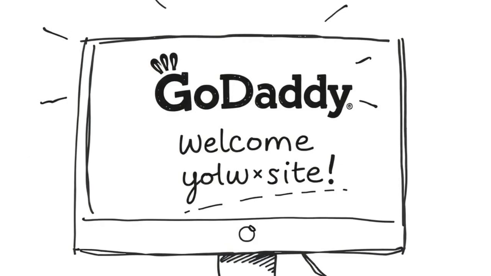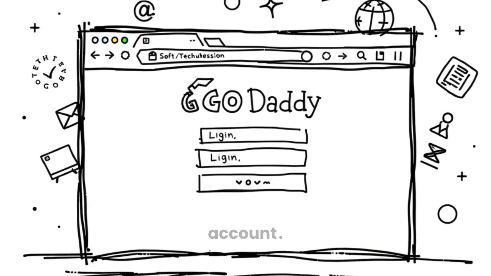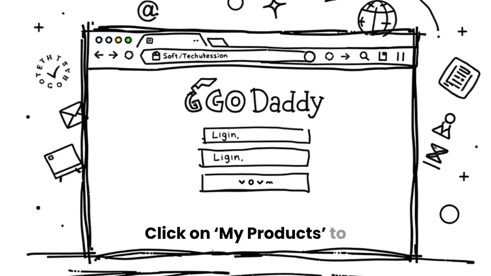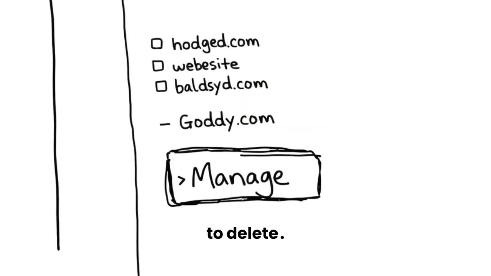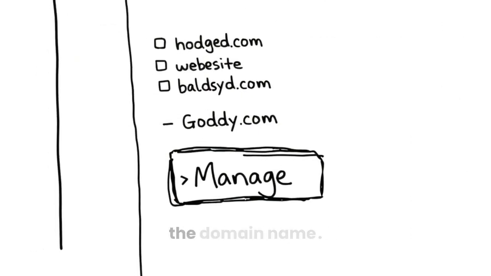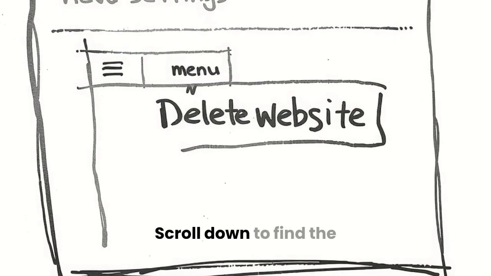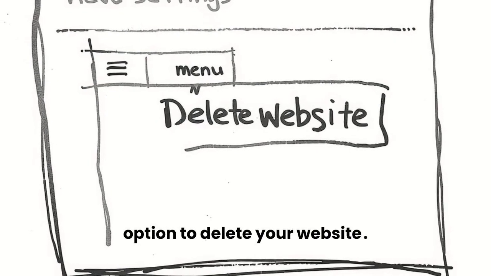Let's dive in. First, log into your GoDaddy account. Click on My Products to view your active websites. Locate the website you wish to delete. Click on Manage next to the domain name. Scroll down to find the option to delete your website.